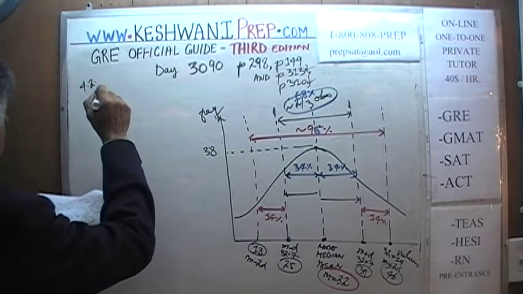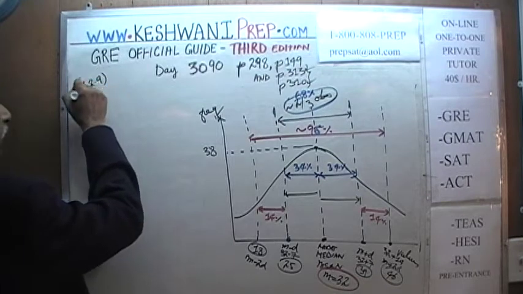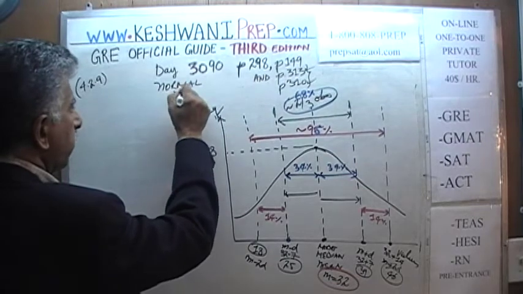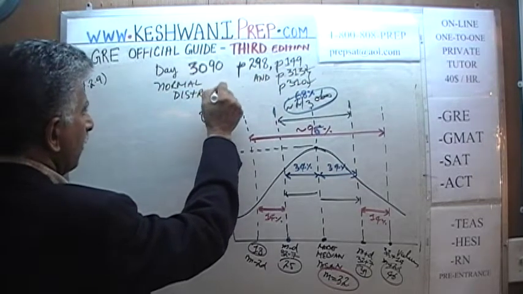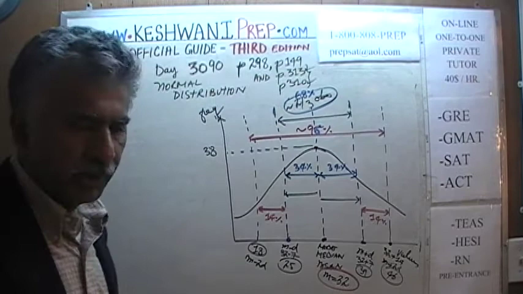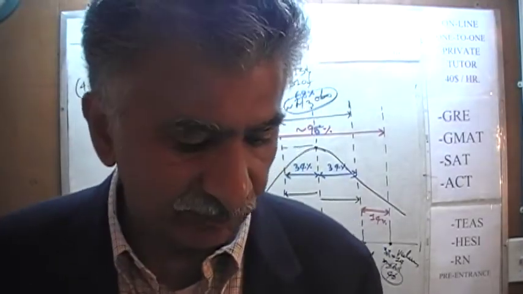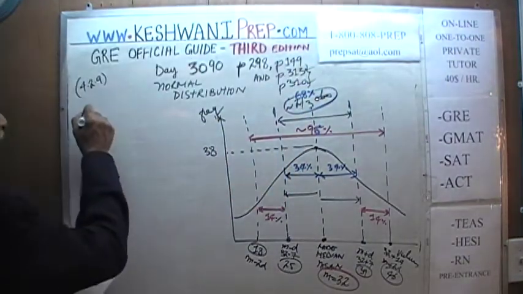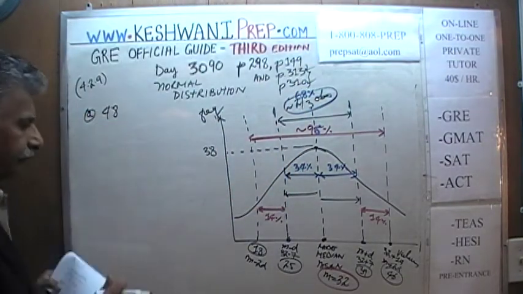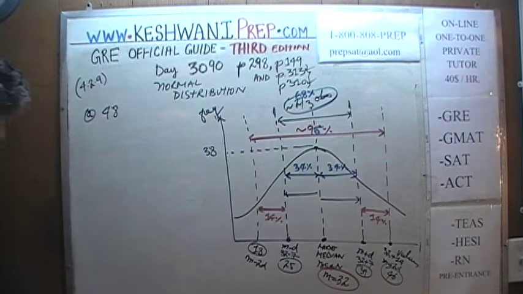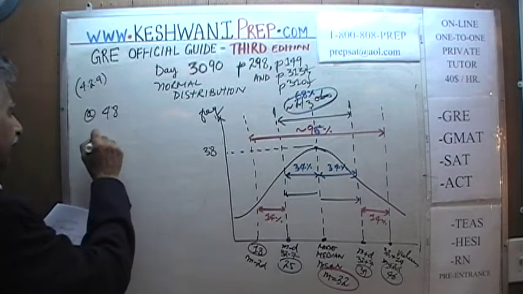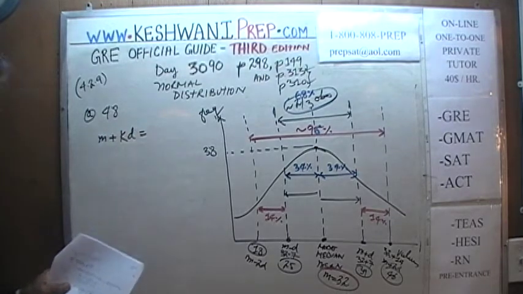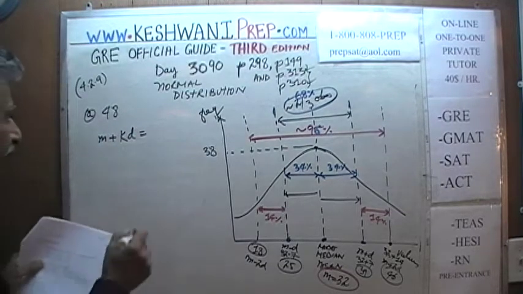I changed my mind. I don't want to erase it. I'm just going to read it to you. It says, how many standard deviations above or below the mean is the rating of 48? Well, let's see what we can do. Here is the mean plus, let's just take k standard deviations. Whatever the value of k happens to be is the observed value.